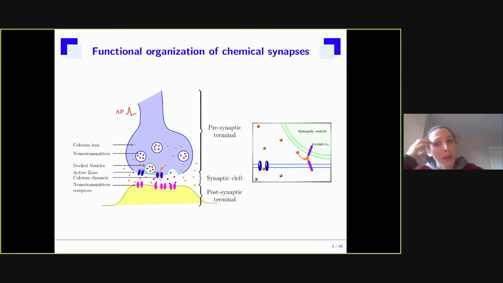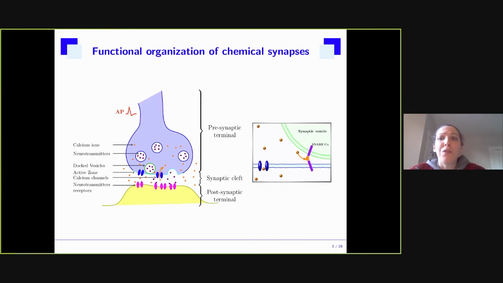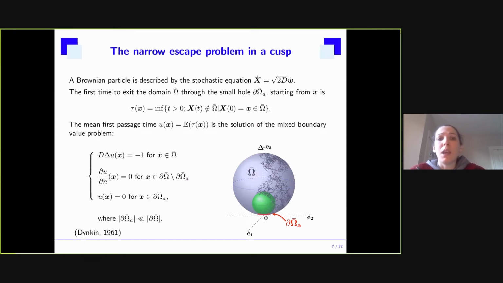So the idea we had here was that probably reaching the SNARE complex for a calcium ion is not as straightforward as if synaptotagmin was like a buffer in the middle of the terminal. So we wanted to see how much the geometry of this docked vesicle would interfere with the dynamics of the binding of ions. So to formalize this problem, we chose to consider the narrow escape problem in a cusp.